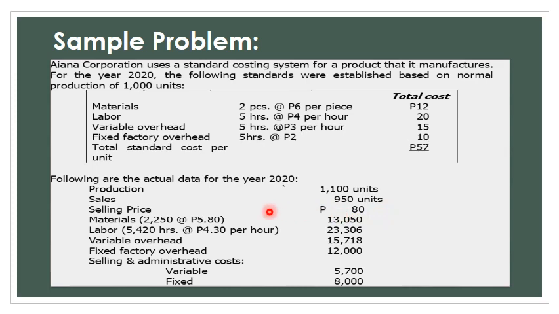And eto naman yung actual cost for direct materials, 13,050. Labor, 23,306. Variable overhead is 15,718. Fixed factory overhead is 12,000. And the selling and administrative cost under the variable and fixed are 5,700 and 8,000 respectively.